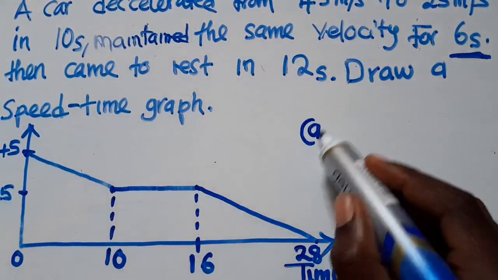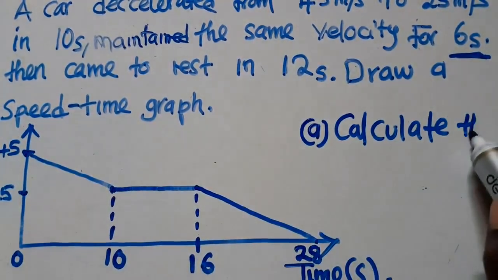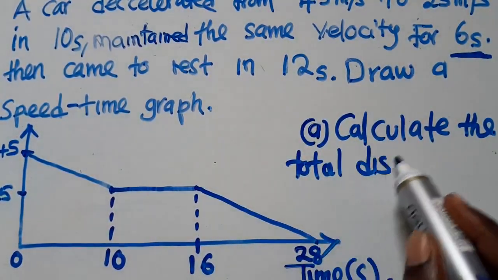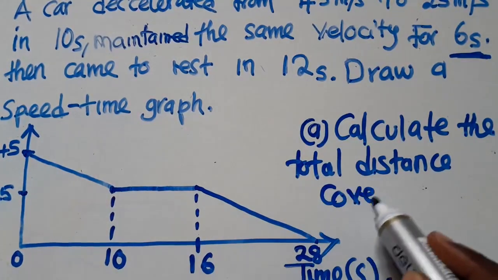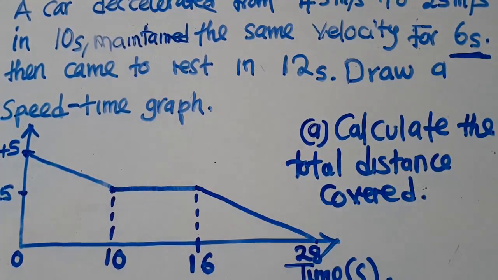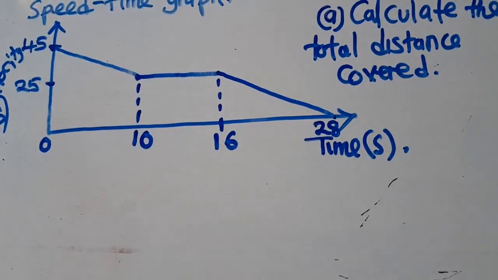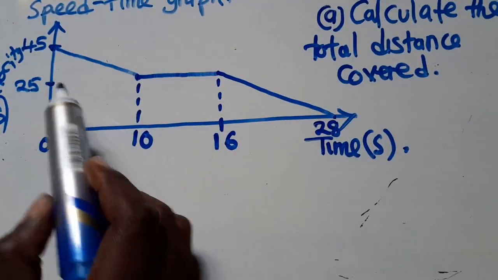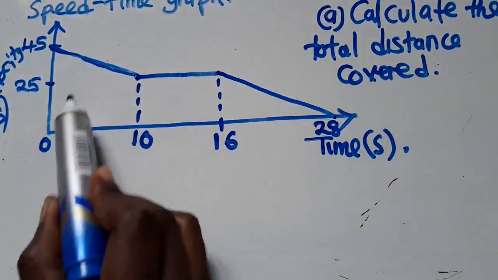The question is: calculate the total distance covered. They want you to calculate the total distance covered. How can you calculate that? Your main interest should be on the graph, this graph that we've drawn. With this graph, the first part here, have you seen this? This is a trapezium.